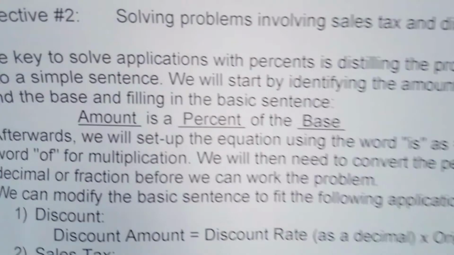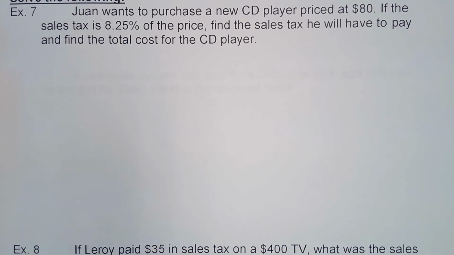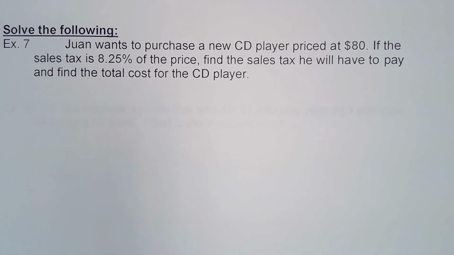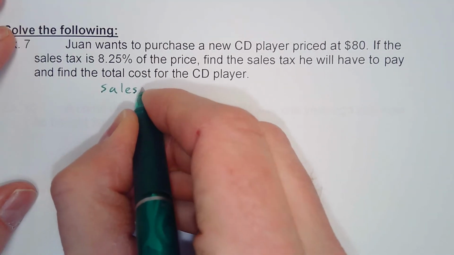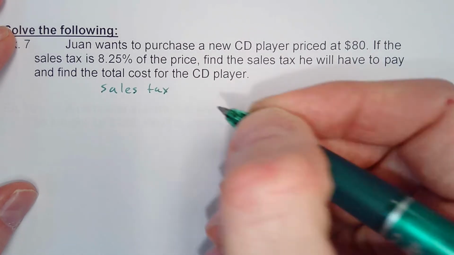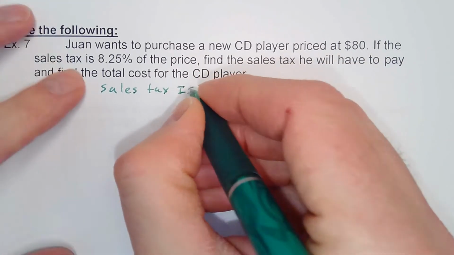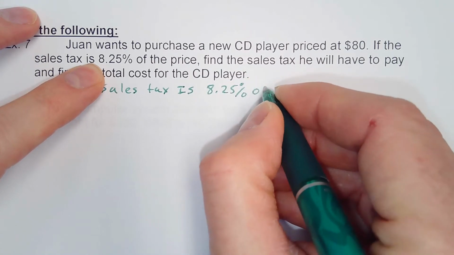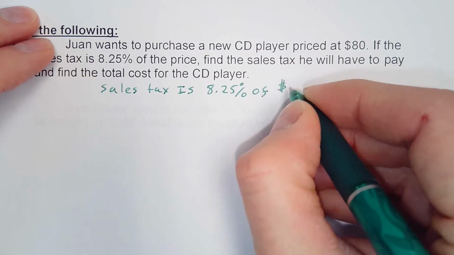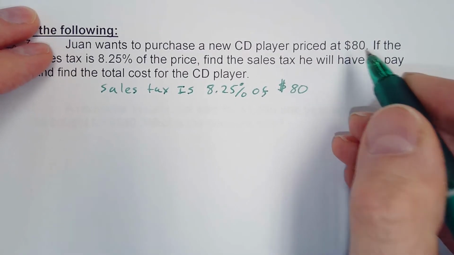Let's go to our workbook and take a look at problem number 7. Juan wants to purchase a new CD player priced at $80. If the sales tax is 8.25% of the price, find the sales tax he'll have to pay and find the total cost for the CD player. So sales tax, that's our amount, is 8.25% of the price. Well, we know what the price is, that's $80.